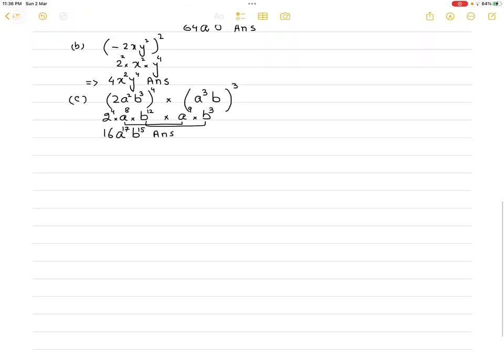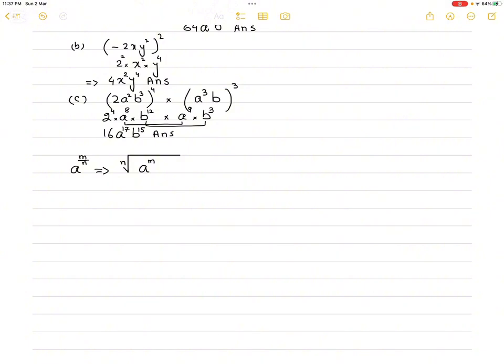Now let's try some fractional indices and the radical form. Suppose I am given a power m over n, this is my fraction in the index. So I can convert this into the radical form. You have to remember that the numerator in the fraction becomes a power of a, and the denominator becomes the root of the radical form.